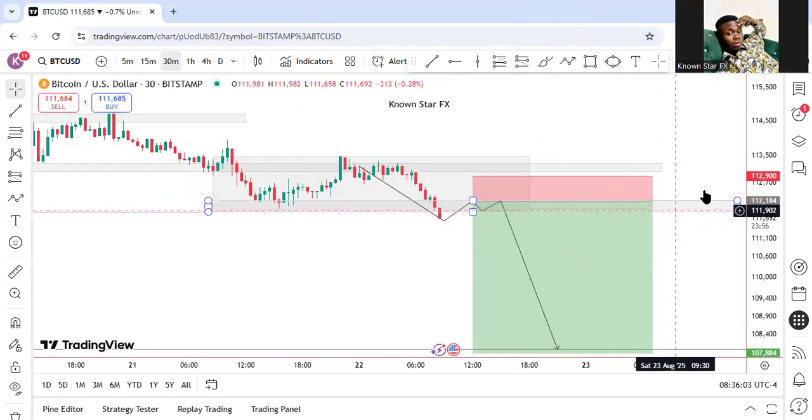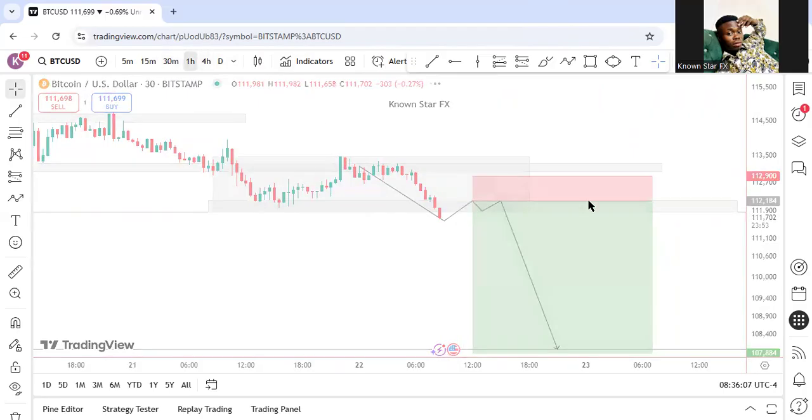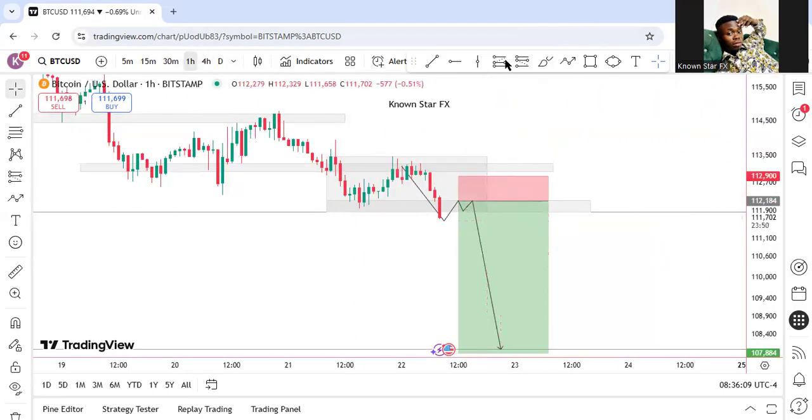So now the 30 minutes candlestick, okay, still in this thing. But this trade is very, very valid.